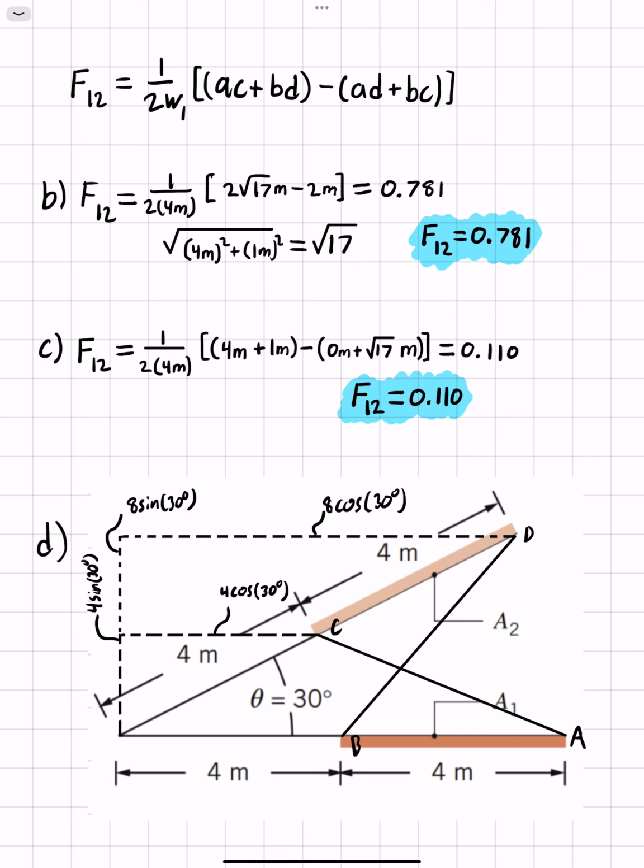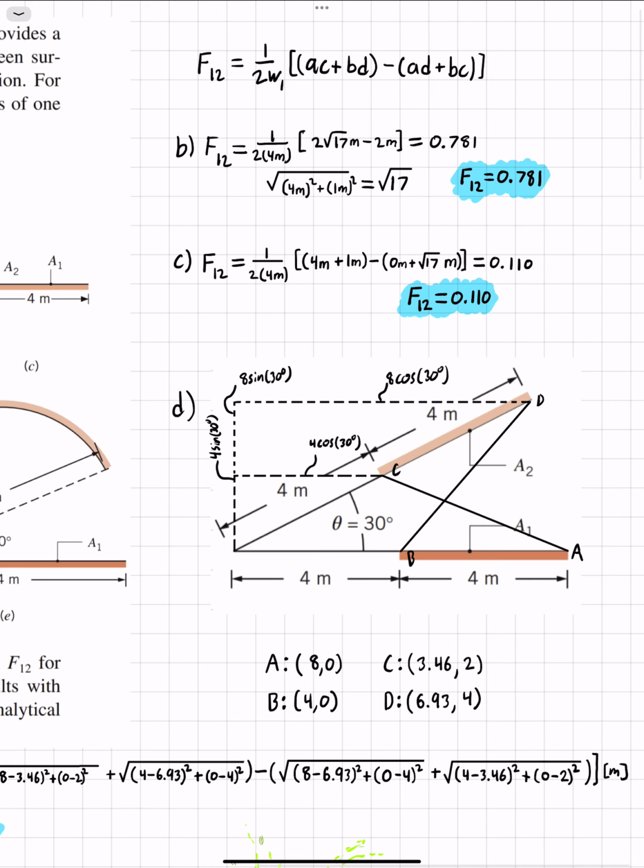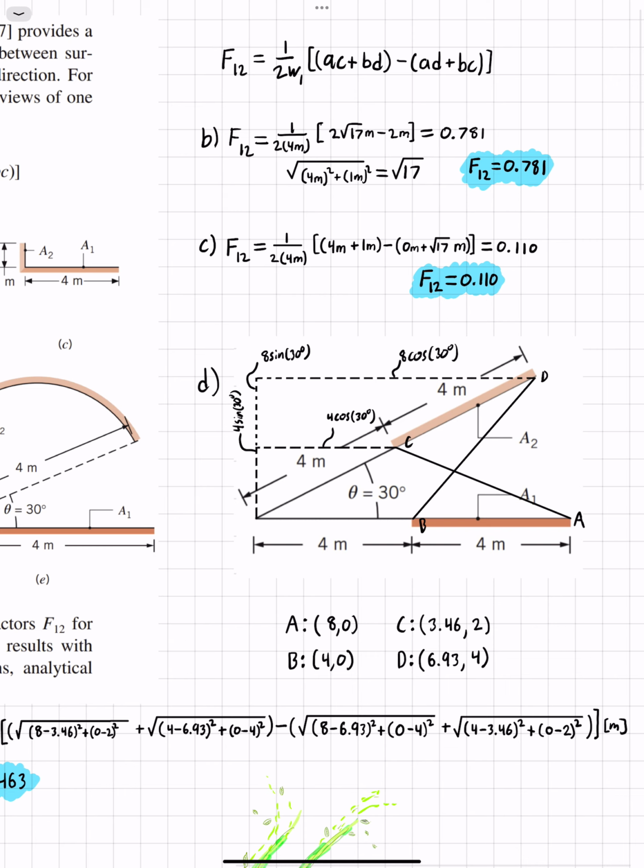For this, you just use the Pythagorean theorem. So you get the square root of 4 squared plus 1 squared, which is going to be equal to the square root of 17. But then you also add in BD, which is the exact same, and that's from, again, the bottom left to the top right corner. So you're going to end up with 2 times the square root of 17 meters. And then you subtract out AD plus BC, and that is basically just from the corresponding corners on each plate, and because they're one apart, you know that it's going to be 2 meters. So your final equation is 1 over 2 times 4 meters times (2 times the square root of 17 meters minus 2 meters), which equals 0.781, and that is your view factor for B.